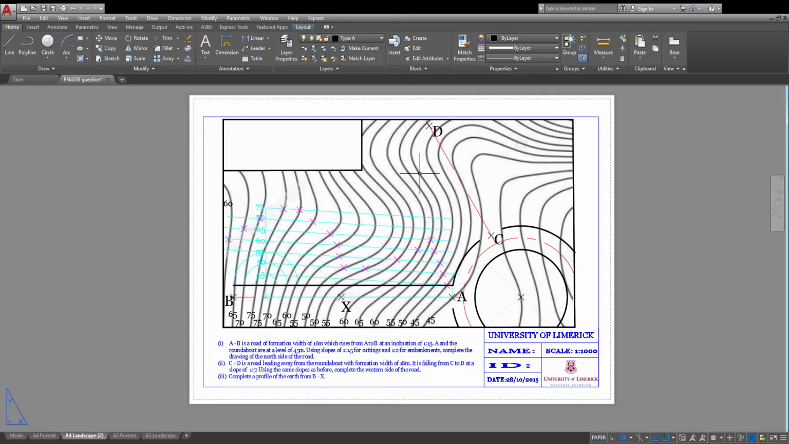So 1:7. For the previous one, it was rising 1:13, so we came out 130 meters, which in the case of this drawing was 130 millimeters, to generate a 10 meter rise. In this case, we're going to do the exact same thing, only we're going to go 70 because it's 1:7. Draw in your formation width on your road, which is 18 meters. So I'm going to draw that here now.